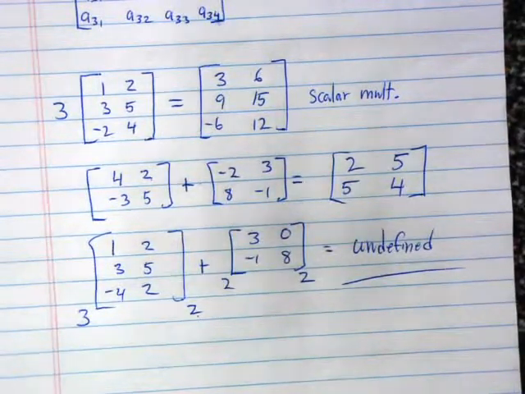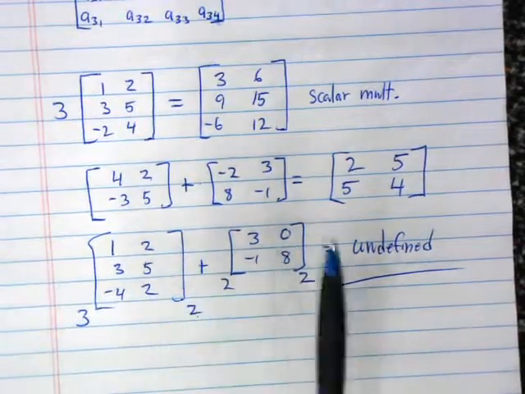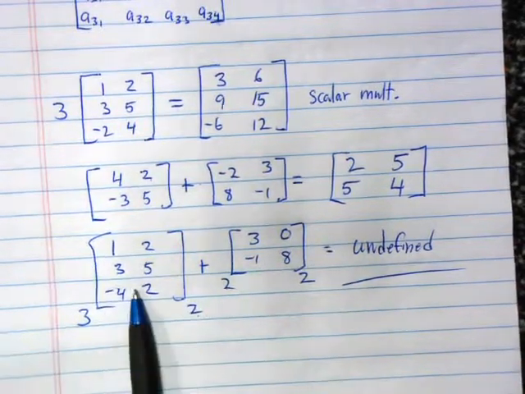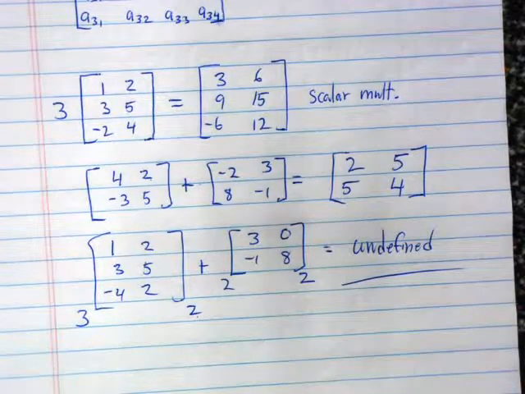In order to add, what has to happen? The matrices have to be the same size. This one's 3 by 2, that one's 2 by 2. They're not the same size. We can't add them. So we just say it's undefined. Questions on that?